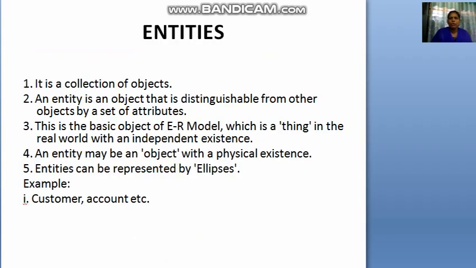So in this model, E stands for entities. So what is an entity? We are going to discuss. It is a collection of objects. An entity is an object that is distinguishable from other objects by a set of attributes. It should be distinguishable on the basis of some features or attributes. Those features are known as attributes technically. This is the basic object of the ER model, which is a thing in the real world with an independent existence.